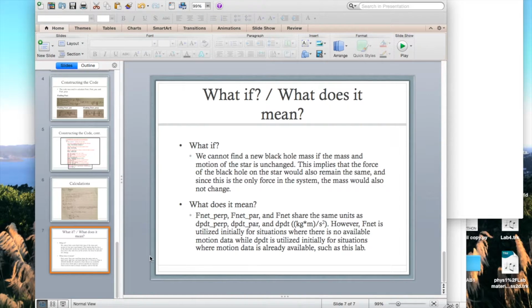We can find both dp/dt and FNet respectively, regardless of which one we have initially. However, the difference between the two is found in which situation they are readily available in.